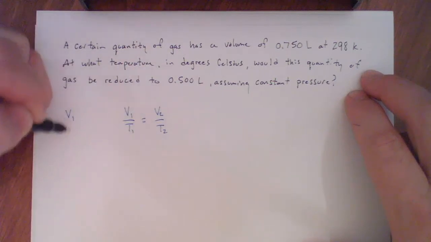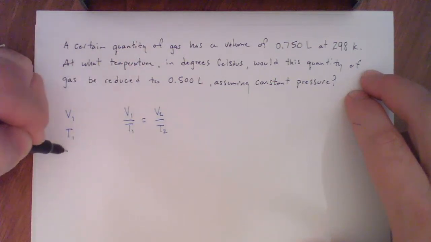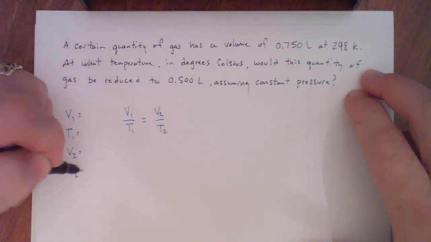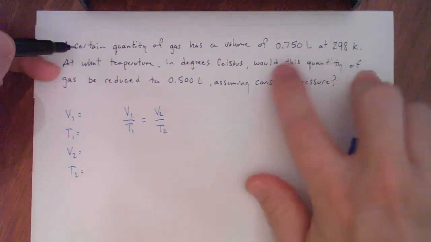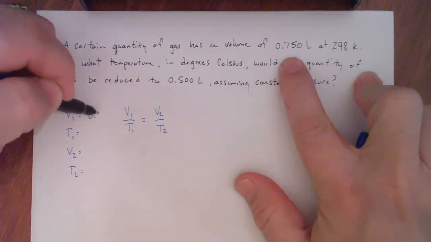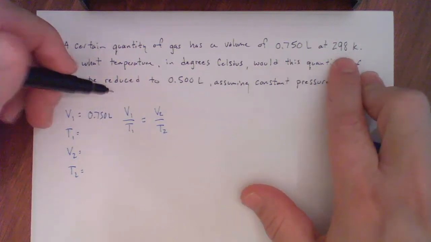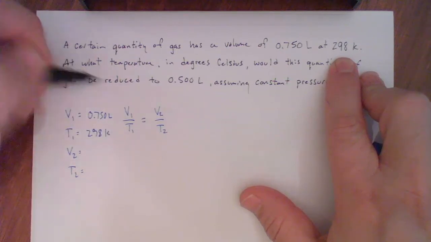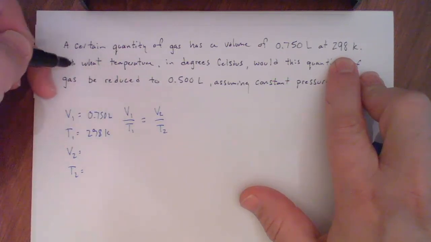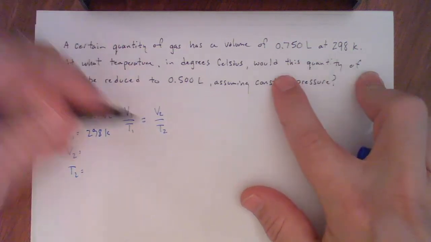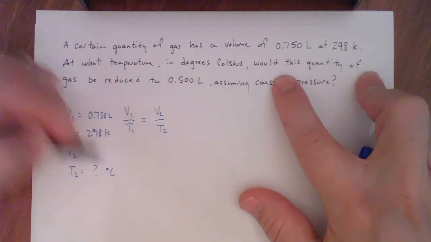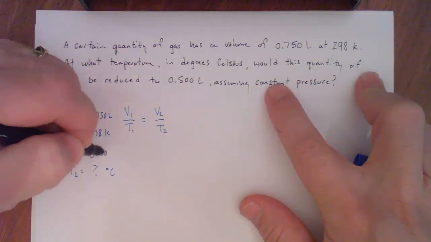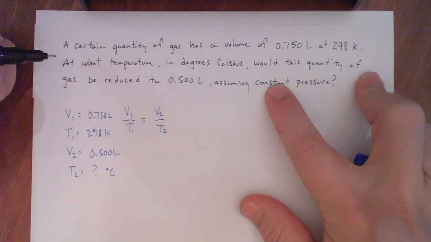Now we're going to list our variables out: V1, T1, V2, T2. And we're going to find the ones that go together. So V1, that's our volume, 0.750 liters at 298 Kelvin. That's good that it's in Kelvin because we need that unit type. Then they want to know what temperature, but they want that in degrees Celsius. And we know it's going to be 0.500 liters that we're reducing it to.